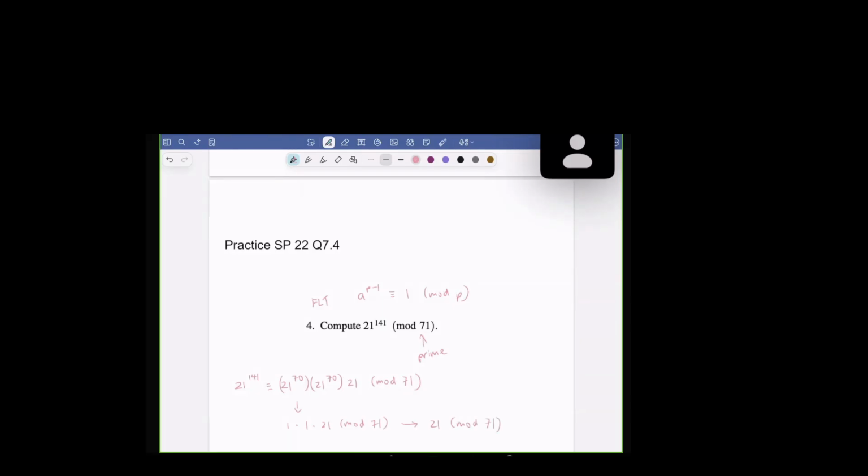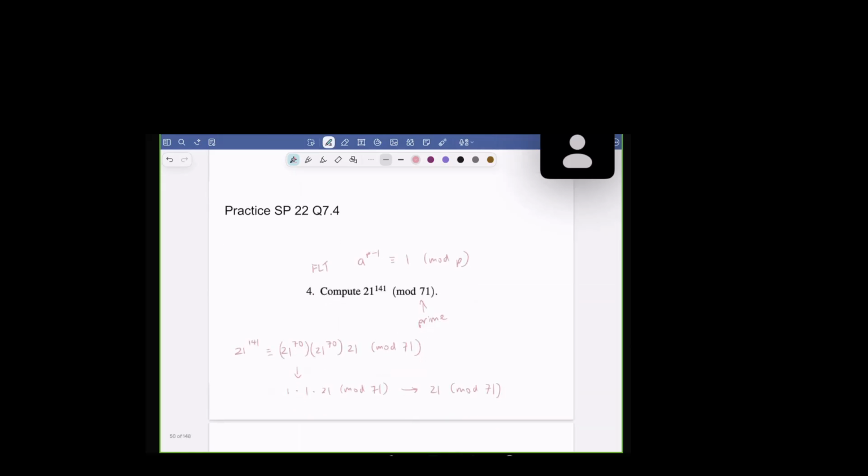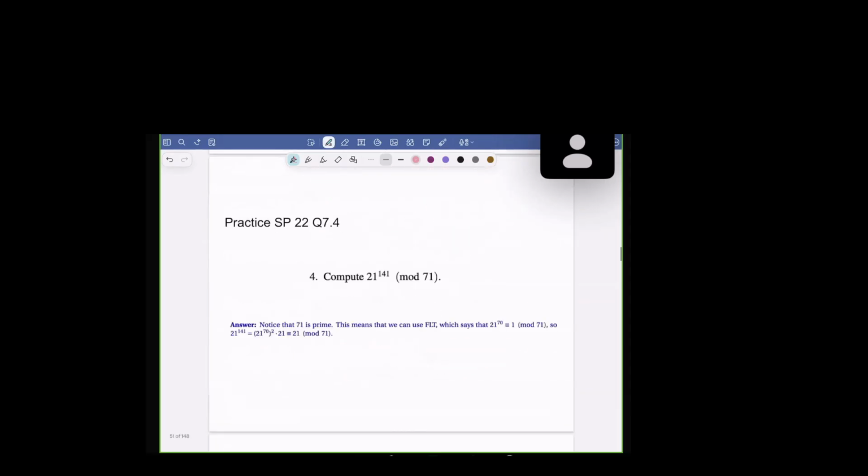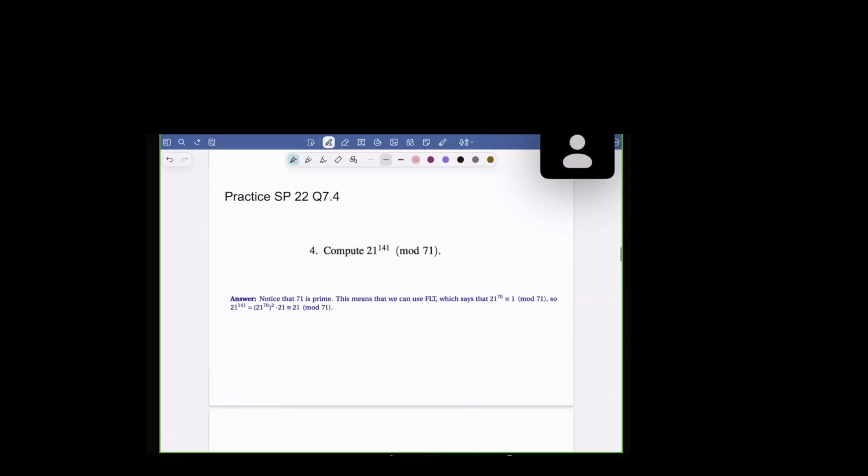All right, since we're running short on time, just look at the board up here. So we know that because 71 is prime, 21 to the 70 is congruent to 1 mod 71. And then we can substitute that in to simplify eventually to 21 mod 71. So that would be the answer for this. Yep, and that's just the solution.